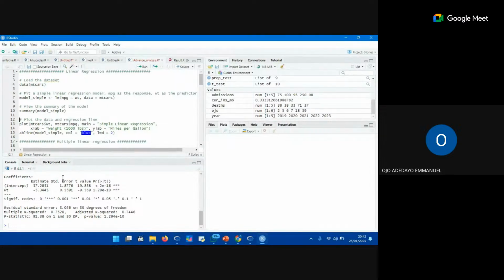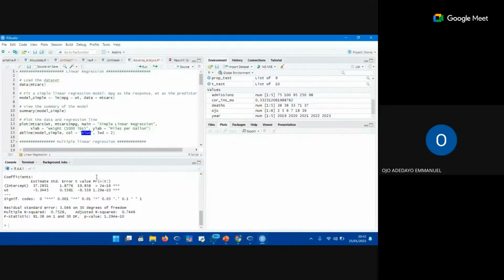What is the interpretation of this? Let me take it slowly now. You have y equals 37.2851 minus 5.3445 WT. What is the interpretation? This one is simply telling us that a unit increase in weight will lead to minus 5.344 decrease in mpg, provided that all other variables remain constant.